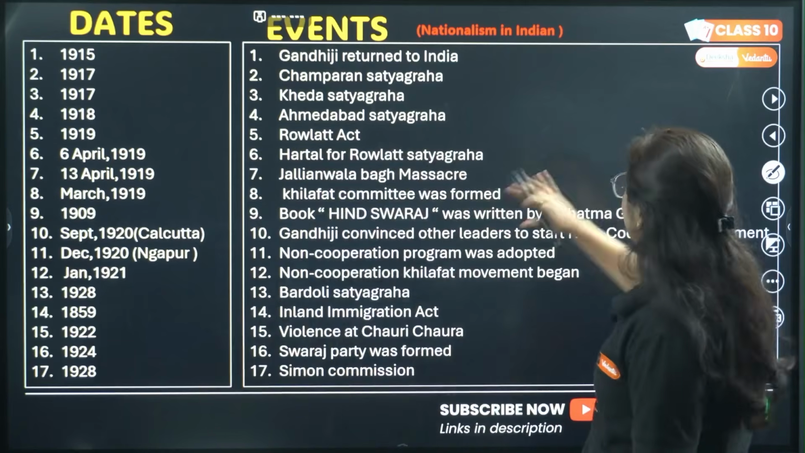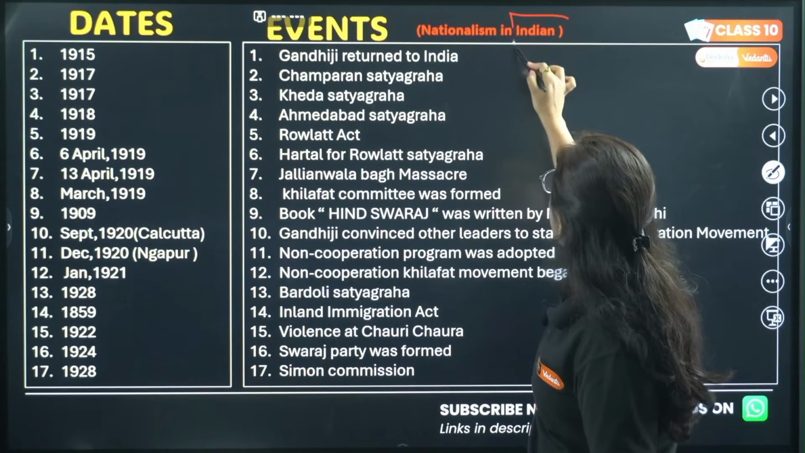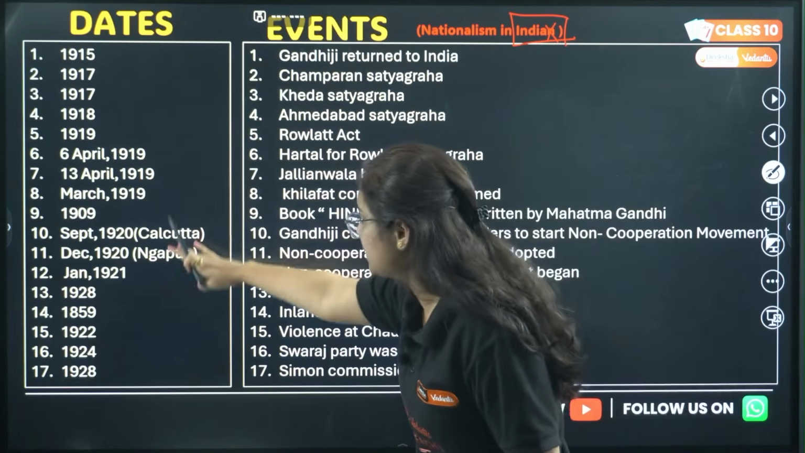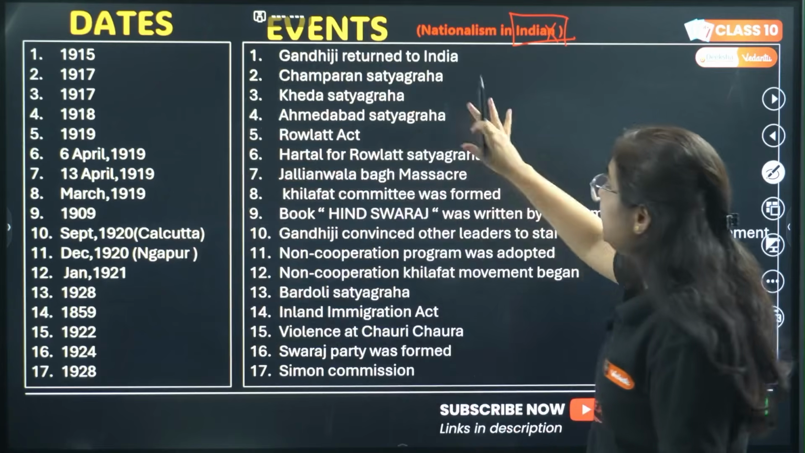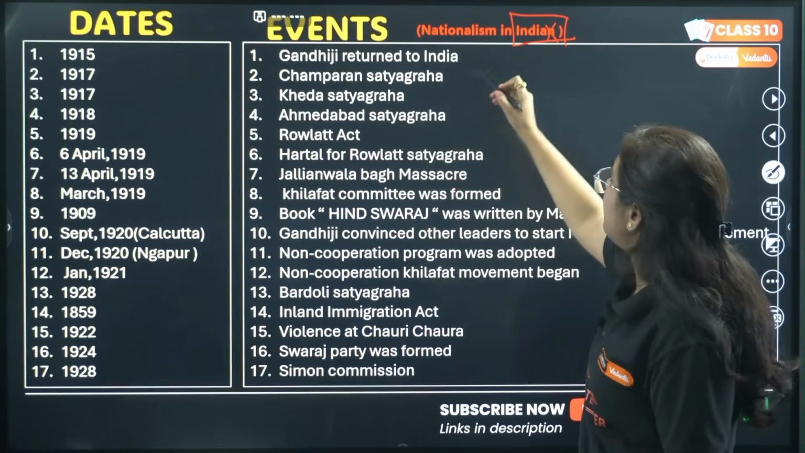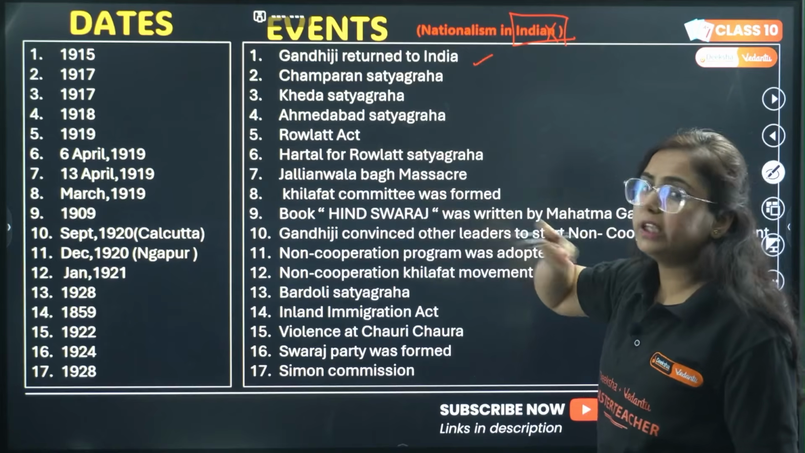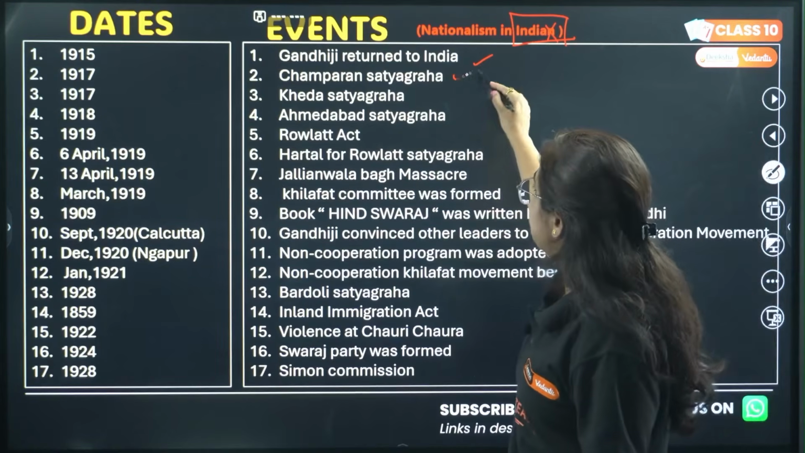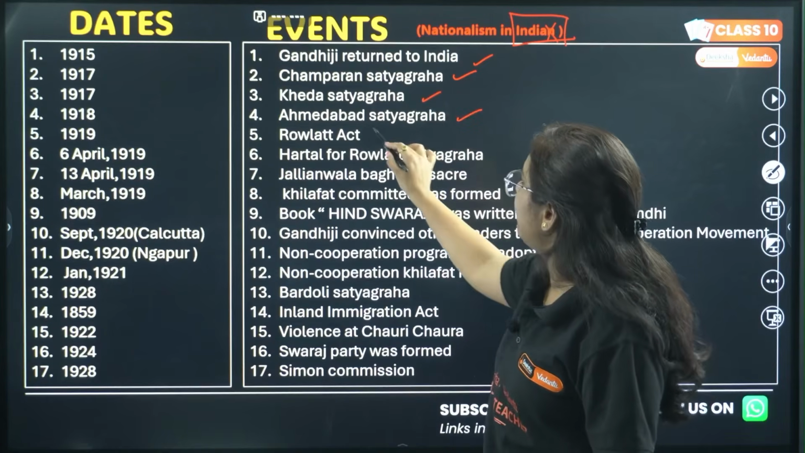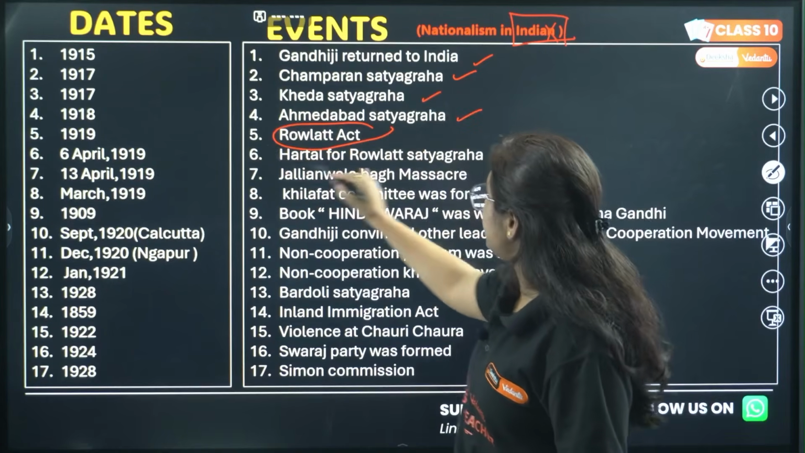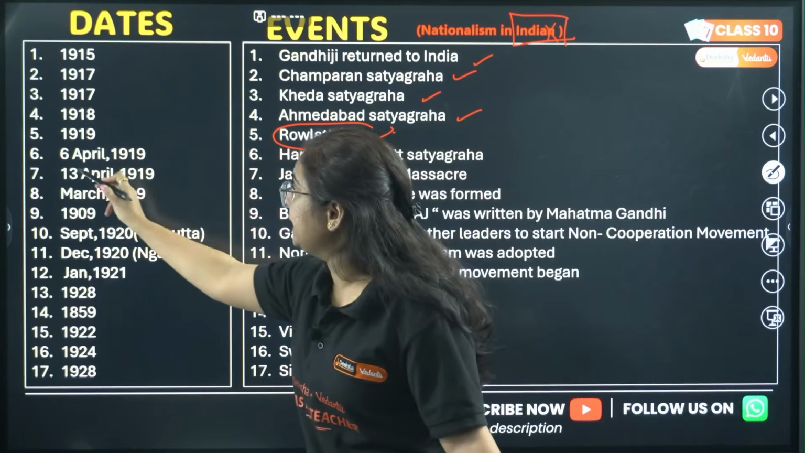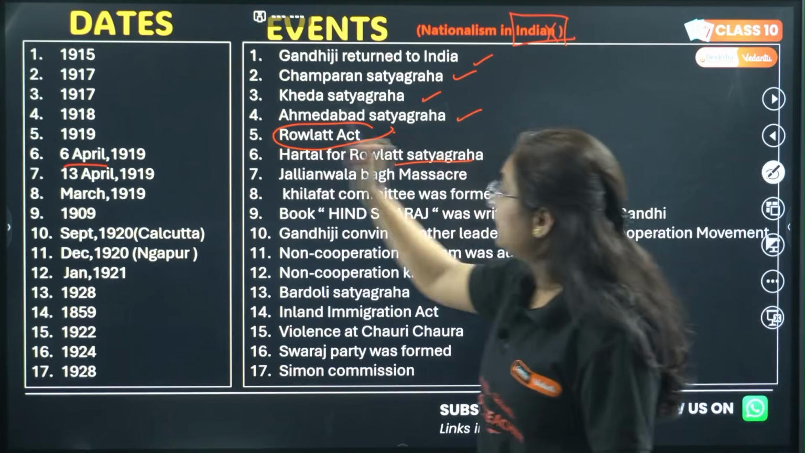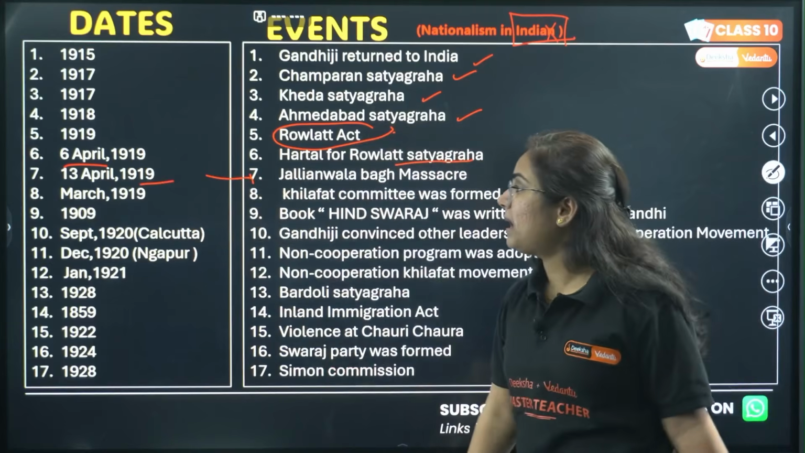Okay, similarly, see, now the chapter starts, that's Nationalism in India. It's not Indian, it's India, and we have dates as follows. However, the dates in this chapter were so many. Like if we talk about Gandhiji returning to India, even that specific date is also mentioned here. Champaran Satyagraha, Kheda, Ahmedabad, we have Rowlatt Act, right? But pay attention, Rowlatt Act 1919. Then we have on 6th of April, Rowlatt Satyagraha, and on 13th of April, it's Jallianwala Bagh Massacre.